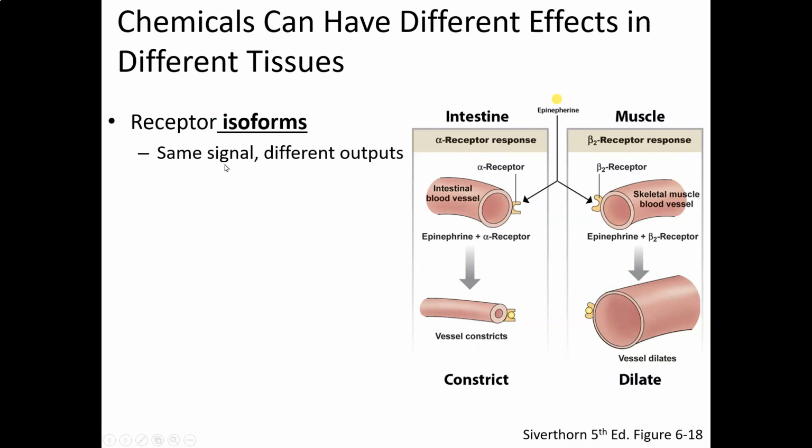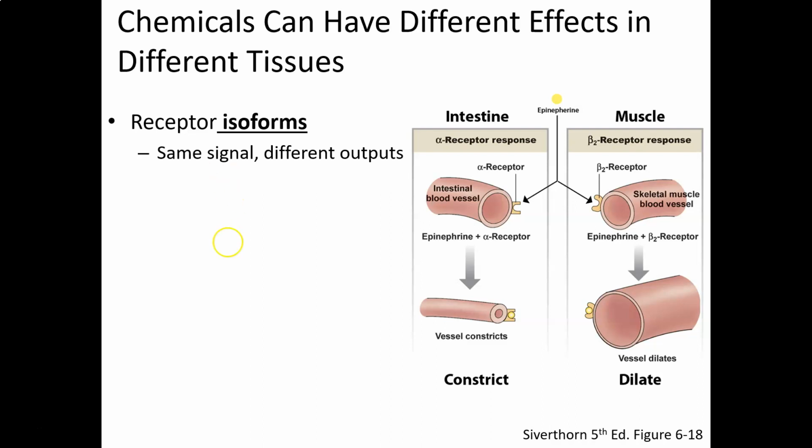The last idea is that chemicals can have different effects in different tissues. This is often due to what we call receptor isoforms. An isoform is a receptor that does the same thing but has a slightly different form or is in a different tissue.